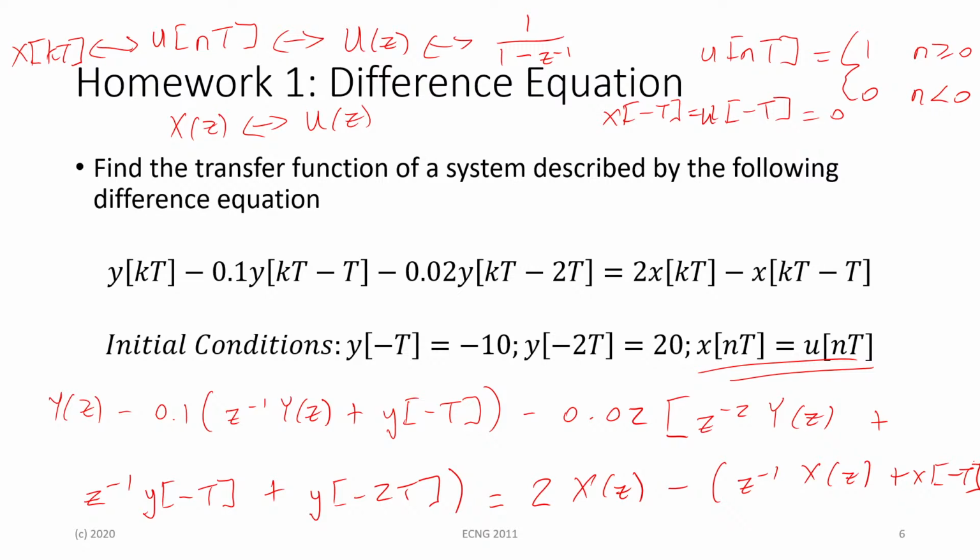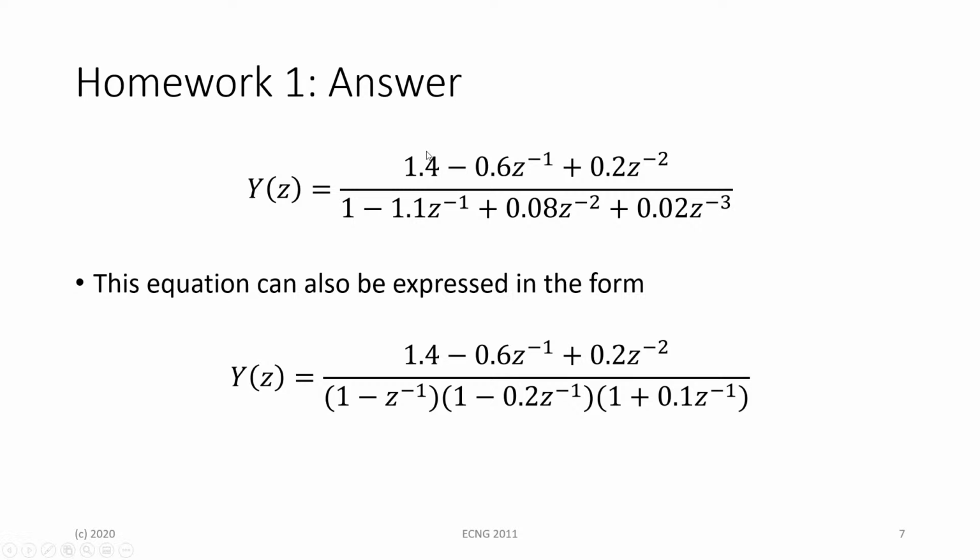So when you do those substitutions and perform your work for this homework, you can see that the final answer will be of the form provided here on the slide. You can verify that you obtain this final answer after you do all those substitutions and manipulations for x of z, y of minus t, and y of minus 2t accordingly in that equation. It's also possible for you to factorize this denominator here, because it's of the z to the minus 3 power.